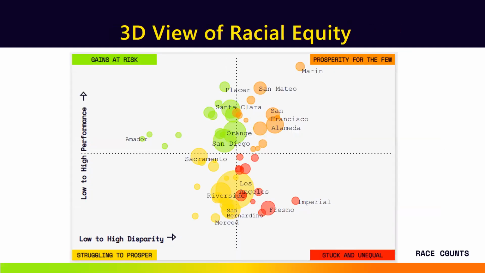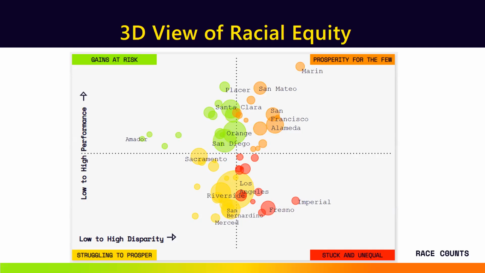The end result is a graph of the entire state of California. Once again, here's a visual of all 58 counties. The orange bubbles represent the counties that perform higher than average overall, but also have the highest disparities. In other words, while the county average might be good in terms of health or high school graduation, for example, these benefits are not enjoyed by everyone. This is why we call this quadrant prosperity for the few.